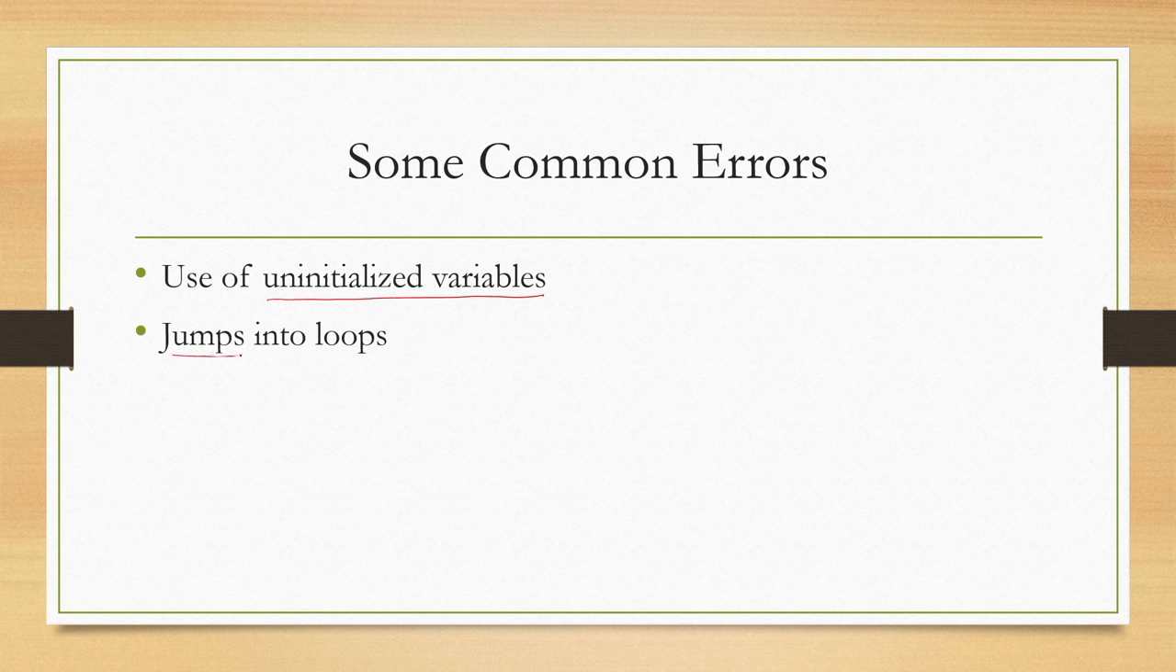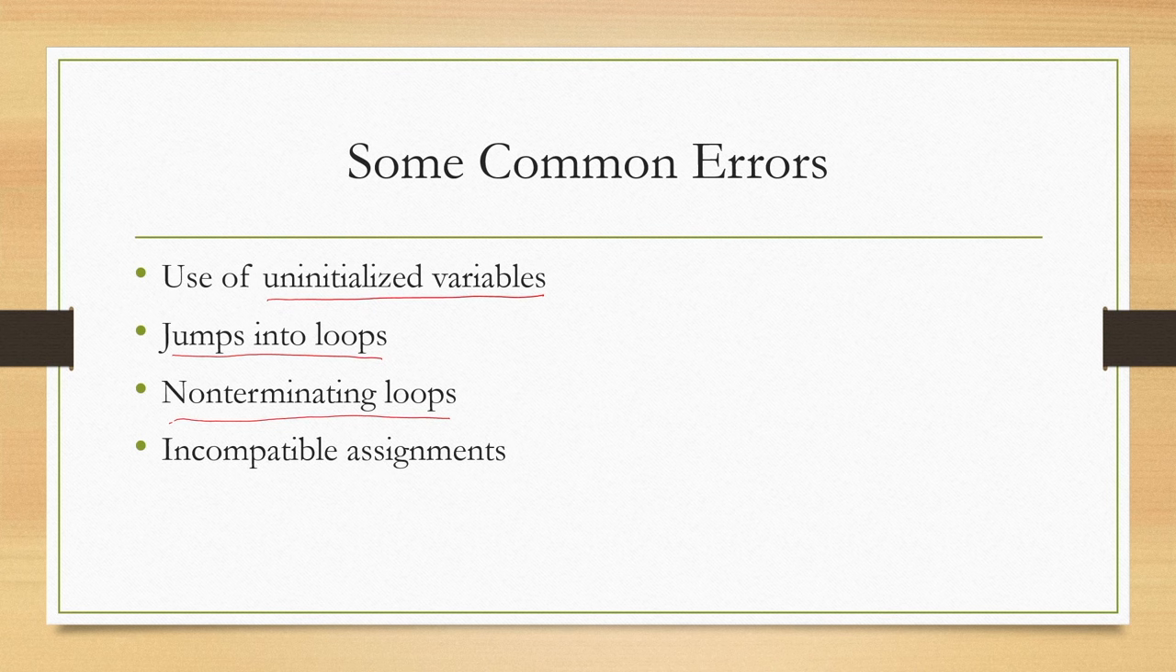Another common error is jumps into loops. This is also quite common and checking against it is required during inspection. Often we forget to terminate a loop. In fact, often we forget to give proper termination conditions. That is again quite common. Maybe many of you have faced this issue. So, keeping it in the checklist helps while going for code inspection.